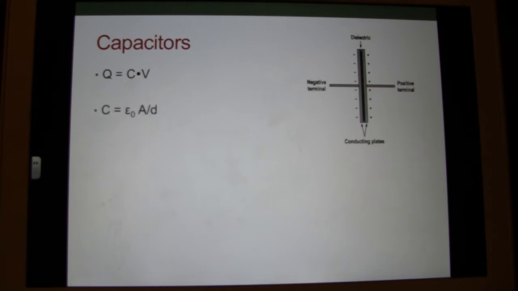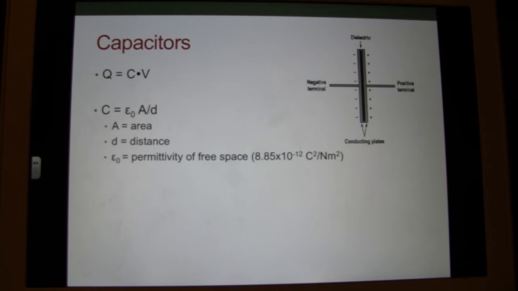The capacitance value is determined by the actual properties of the capacitor. The equation for capacitance is epsilon naught times A over D. A is the area of the two parallel plates, D is the distance between the two plates, and epsilon naught is the permittivity of free space.